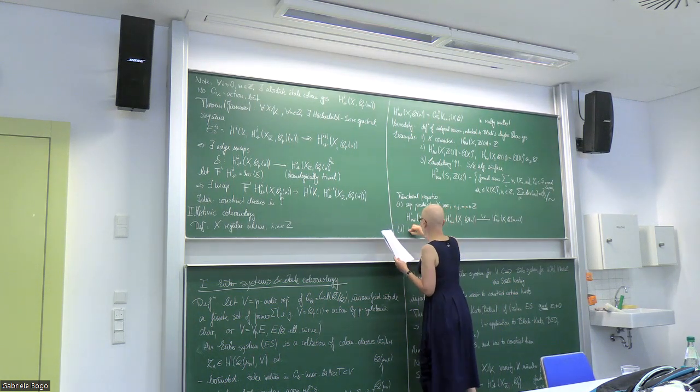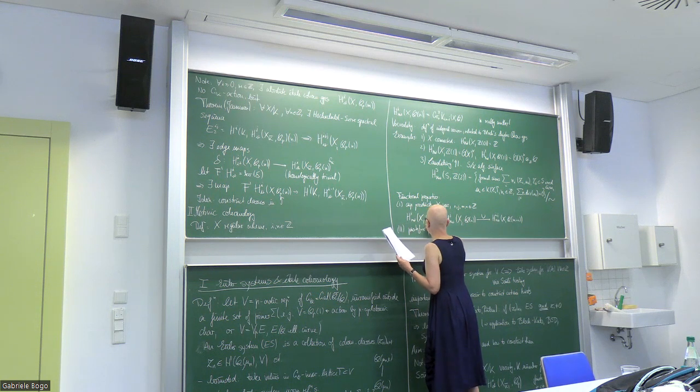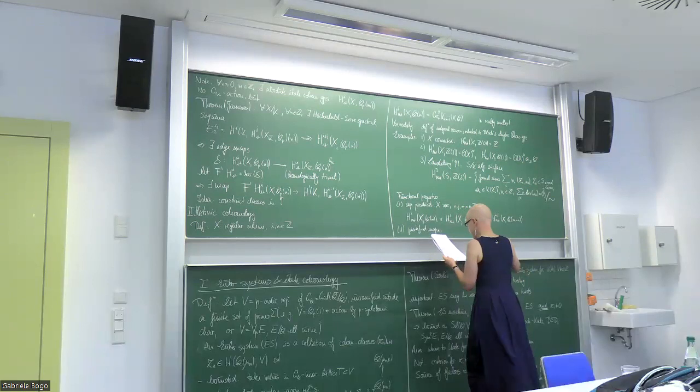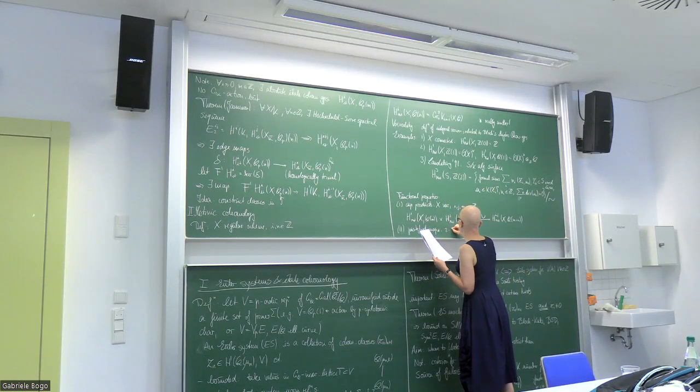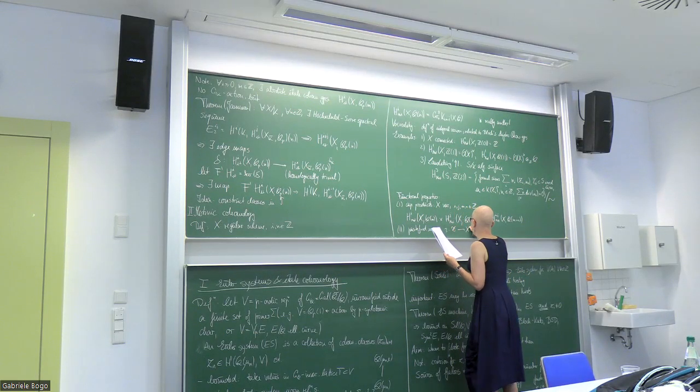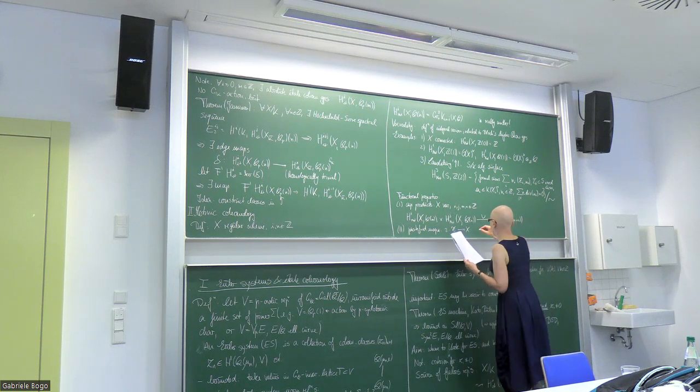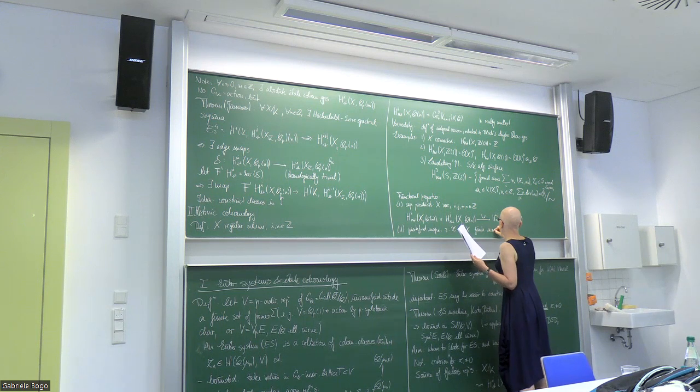So what are these push forward maps? Push forward maps. If we have iota from Z to X, a finite morphism of codimension c.